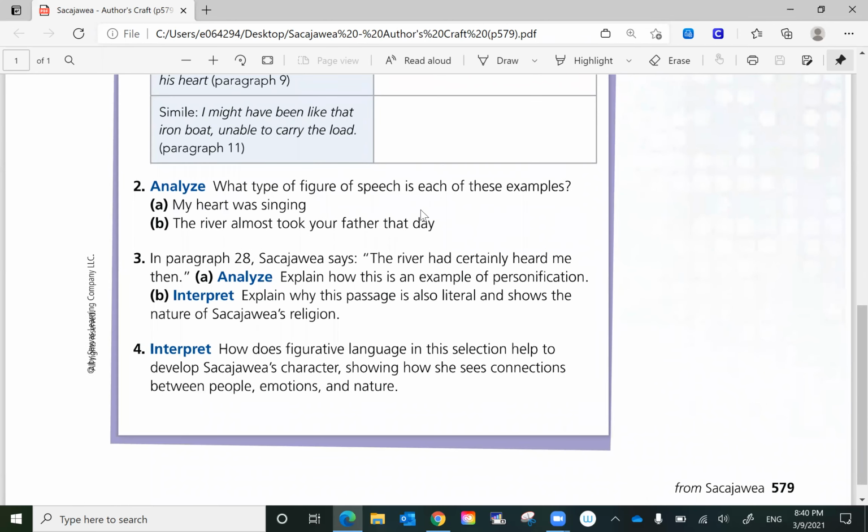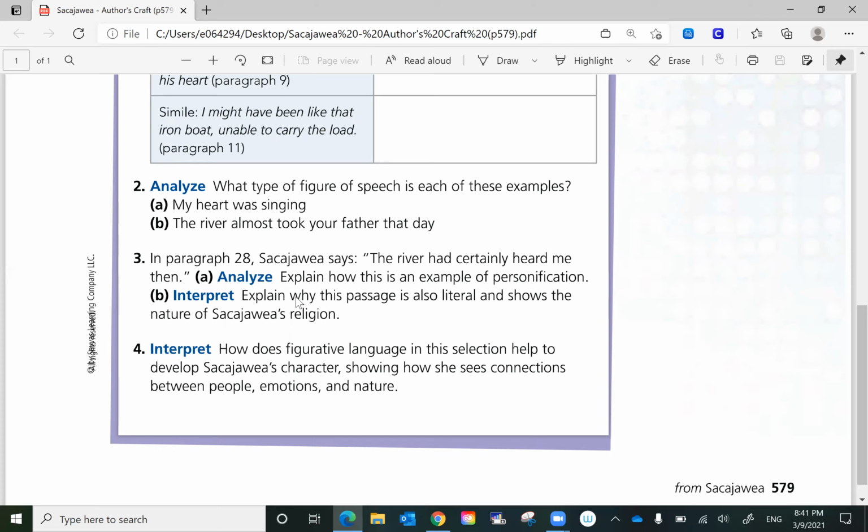Number two, it has a two-part question. It says, what type of figure of speech is each of these examples? Okay, so you have A, my heart was singing, and B, the river almost took your father that day. So for 2A, what is the figure of speech? And then 2B, what is the figure of speech? And then that's it. Easy peasy. This is going to be a very quick assignment. We're already halfway through.